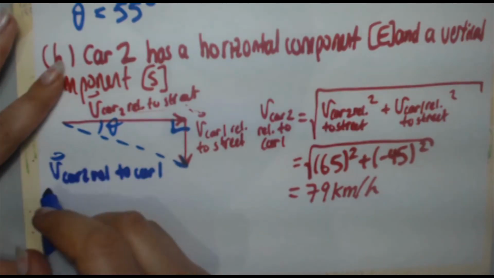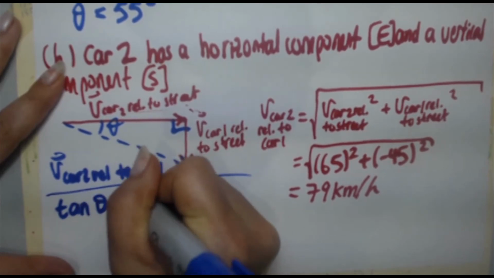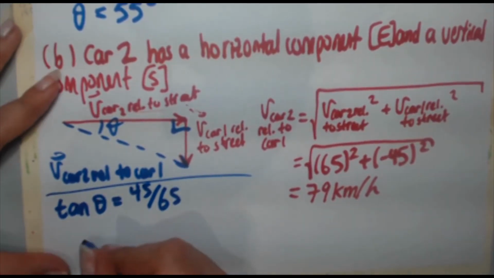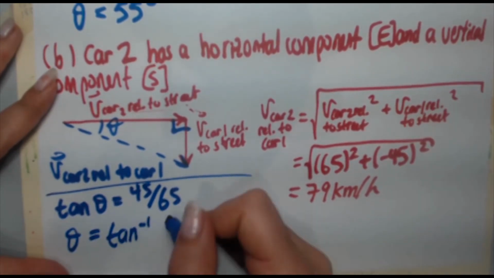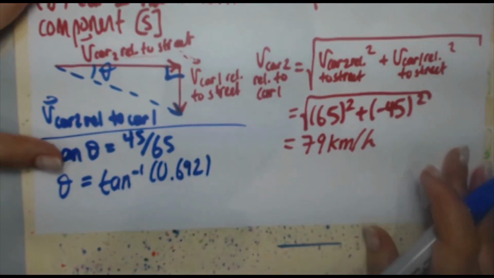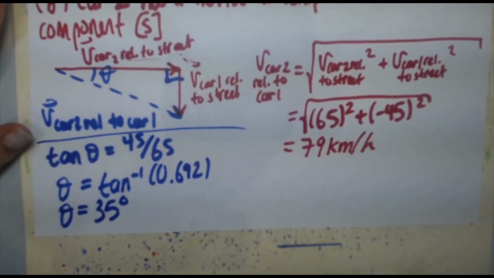Okay, so in order to find that angle, we're going to go with tangent again. Tan theta equals 45 over 65. Again, I'm not putting negative signs because I'm just looking for the magnitude of that angle. So theta is equal to the inverse tangent of 0.692. And when you find that, you are going to get theta is equal to about 35 degrees.